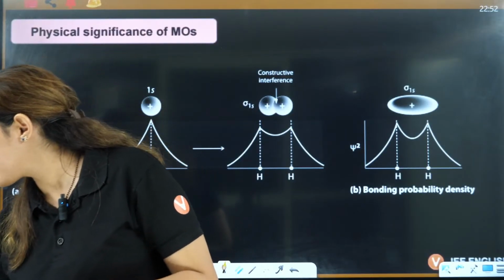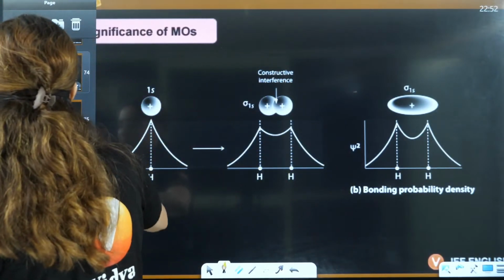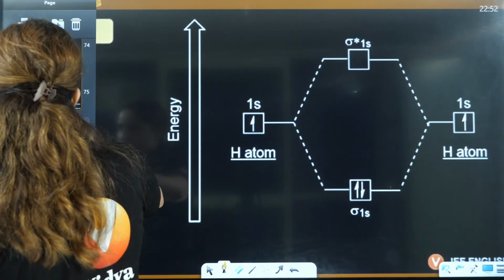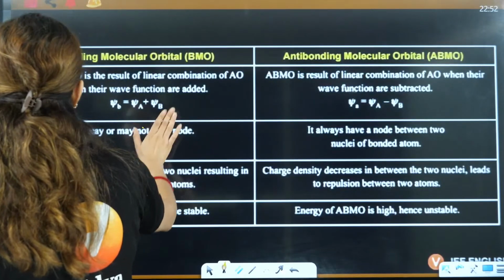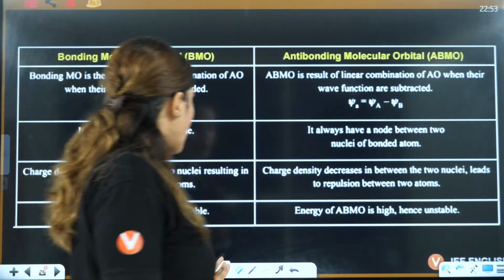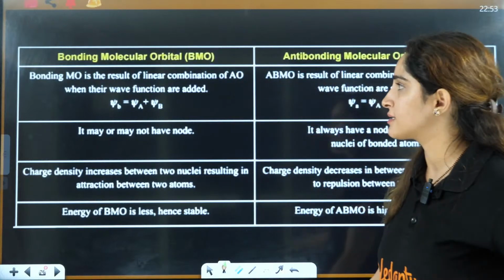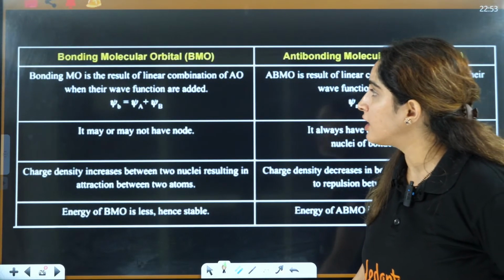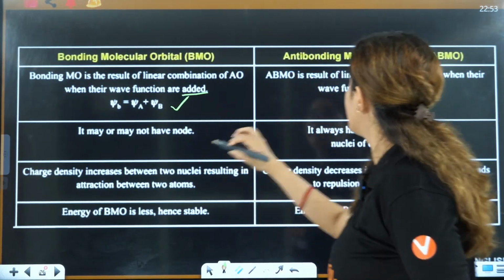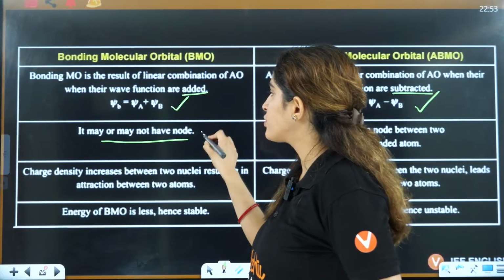Okay? Yes, everybody? Okay. So the rest of the part we'll do in the next class, but before that let's just go through one thing, that is the difference. After that, electronic configuration, filling of electrons, everything we are going to discuss in the next class. Bonding molecular orbital is the result of linear combination of AOs where their wave functions are added, and here wave functions are subtracted. It may or may not have nodes.